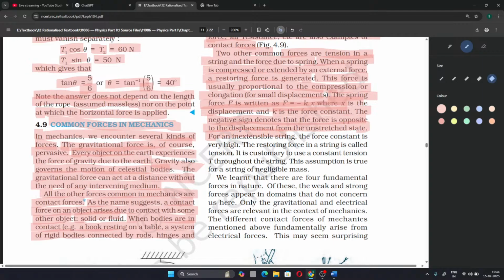For an inextensible string, the force constant is extremely high. The restoring force in a string is called tension. We came out from the spring topic and we are coming to the string topic. Now we are talking about a string here, the restoring force in a string.